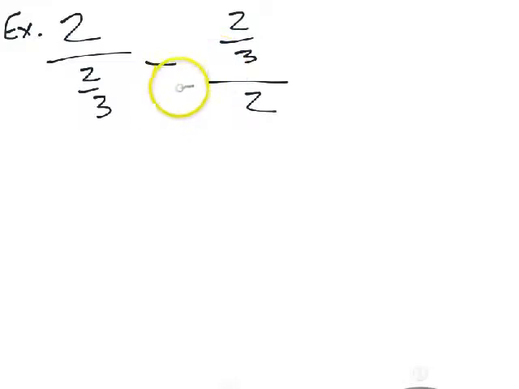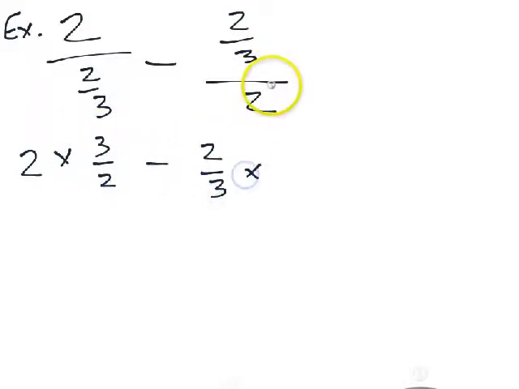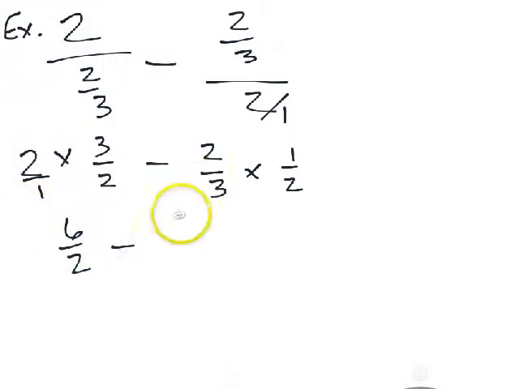Here we have a sufficiently complicated example. 2 over 2/3 minus 2/3 over 2. So we need to apply all the rules that we've talked about so far. So we know that dividing by a fraction is the same as multiplying by its reciprocal, 3 over 2. And then 2/3 divided by 2, well, that's the same as 2 over 1, so its reciprocal is 1/2. We can rewrite this as 2 over 1 as well, so that we can multiply. 2 times 3 is 6 over 2 minus 2 over 6.